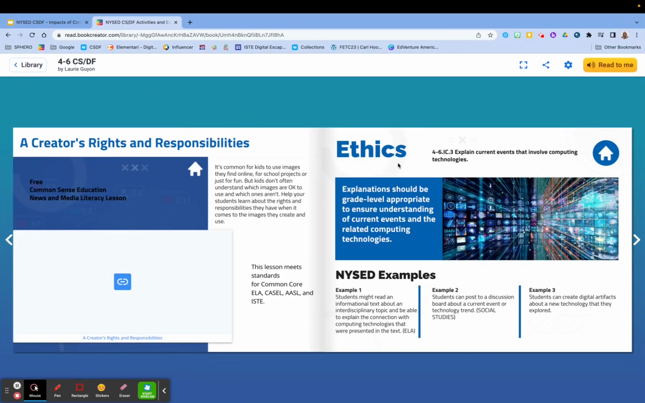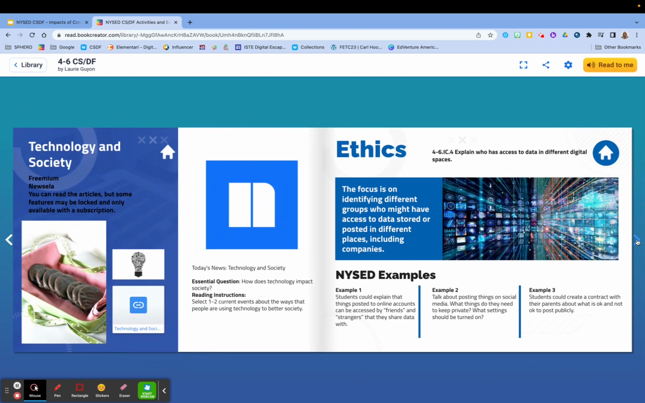The next sub-concept area is ethics. The first standard within that concept area says explain current events that involve computing technologies. The clarifying statement is explanation should be grade level appropriate to ensure understanding of current events and the relating computing technologies. So here this really could be a discussion as far as things that are happening with technology right now. A discussion on artificial intelligence would be a really great one to do, to talk about how it impacts how students maybe do their homework or how we create our lessons in the classroom.